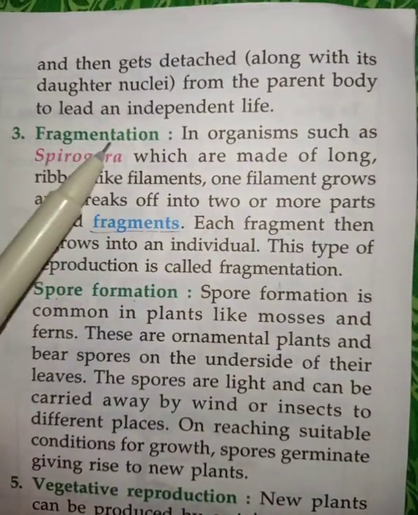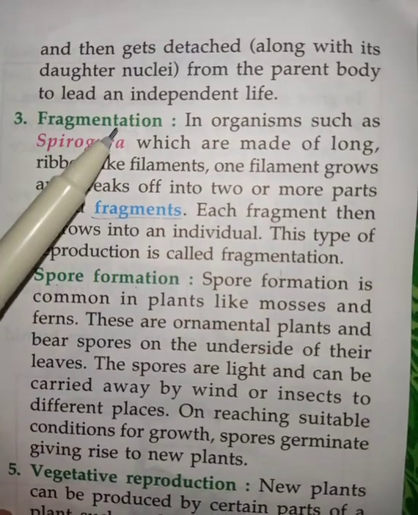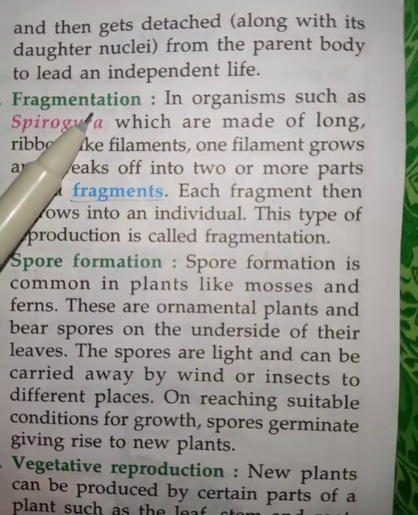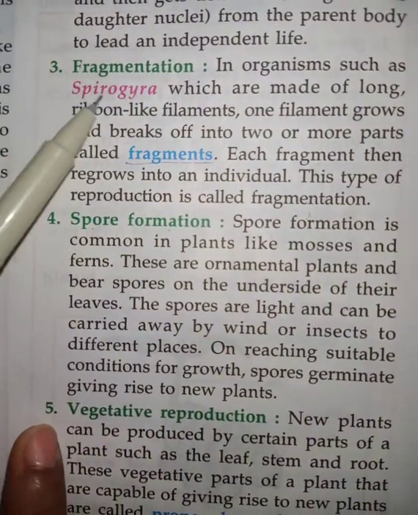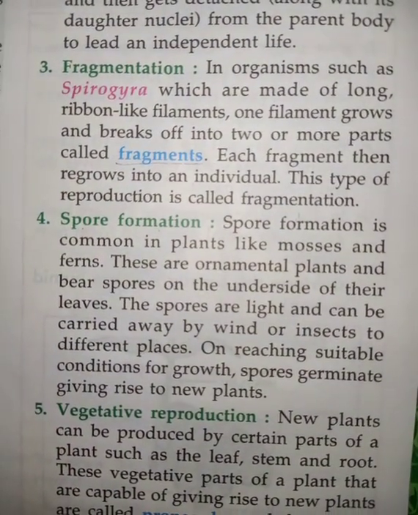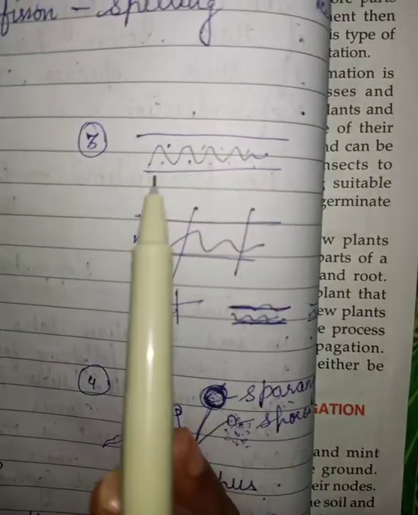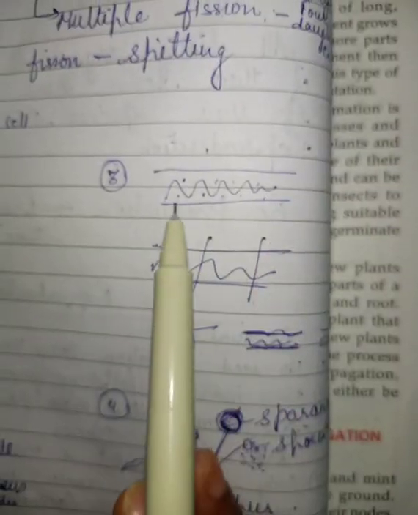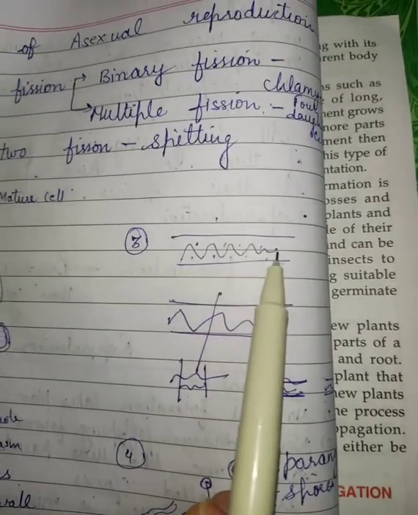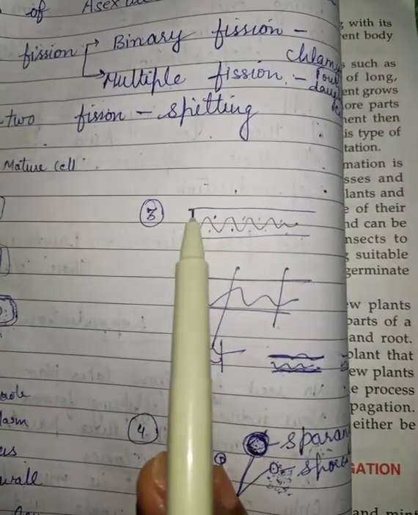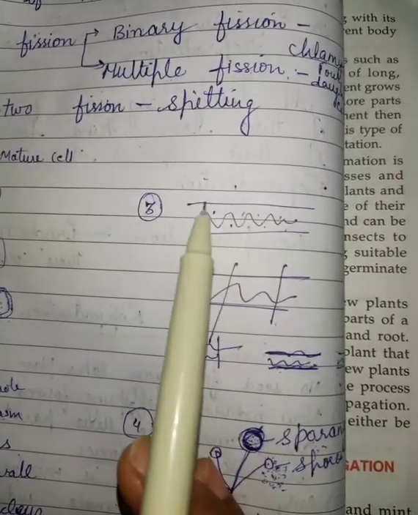Now the next is fragmentation. What is the meaning of fragment? Fragment means small pieces. So there is one organism, Spirogyra. The picture is not given in your book, so I will explain it through this diagram. Suppose this is the structure of Spirogyra. Spirogyra is a small organism that has a ribbon-like shape. It is very thin but long in structure.